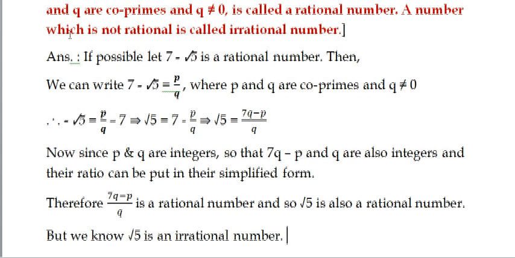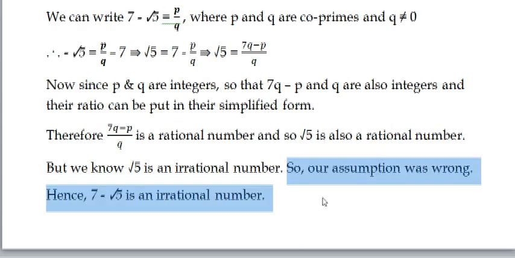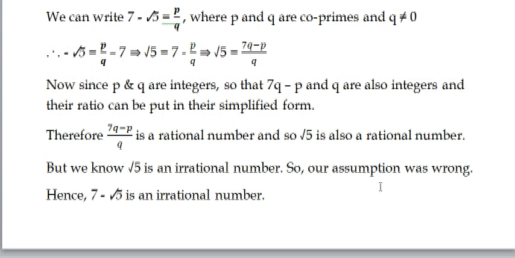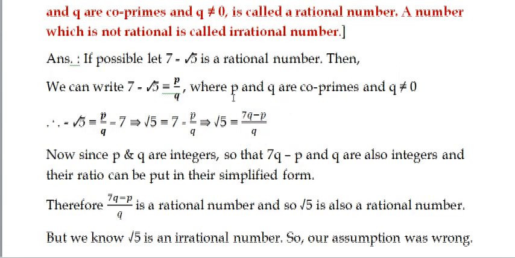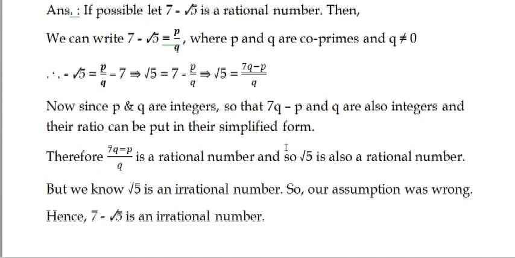Where is the contradiction? In our assumption. Since our assumption is wrong, 7 minus root 5 is an irrational number. Our assumption means we considered it as a rational number. This assumption was wrong, so of course it is not a rational number, and it must be an irrational number as per the definition of irrational number, and here is the result.